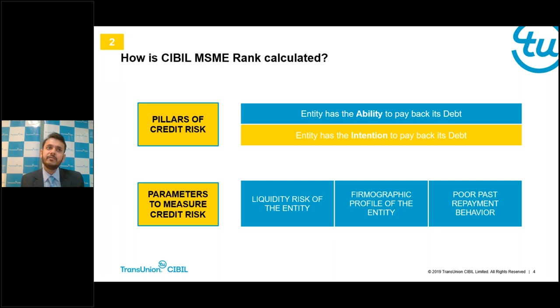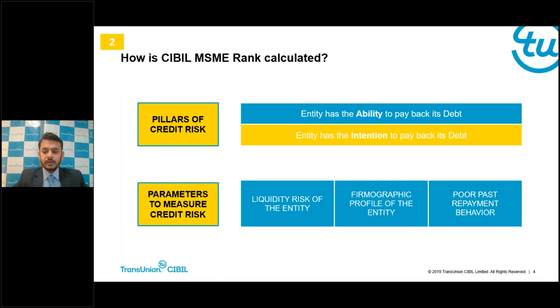Let me repeat it once again. First is the liquidity risk. Second is the firmographic type of variables. And third is your classic repayment behavior, whether you have made your payments on time or not. On these three classic pillars or variables is how CMR is actually calculated.